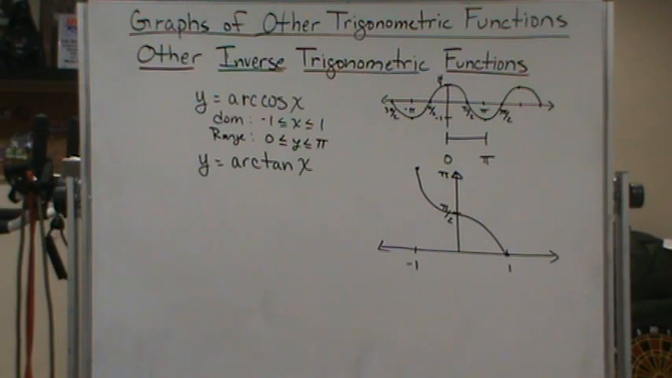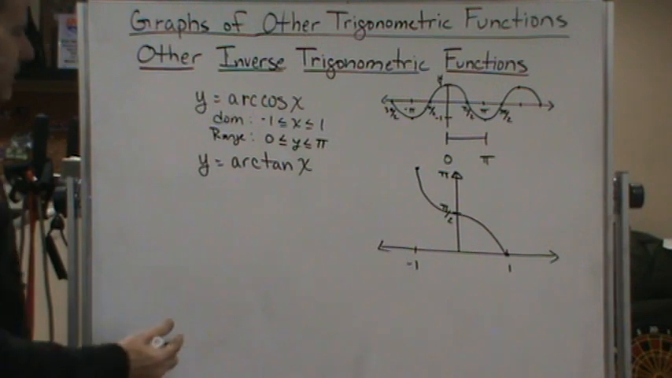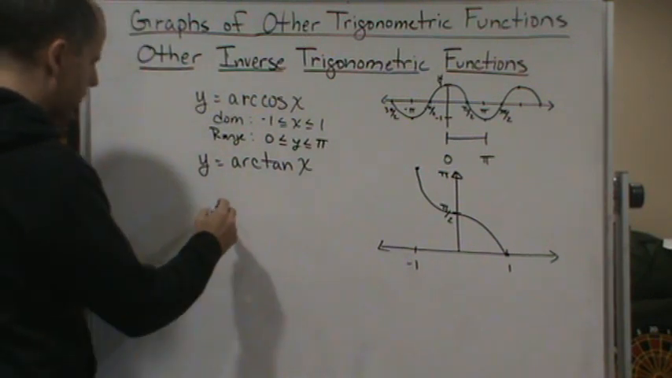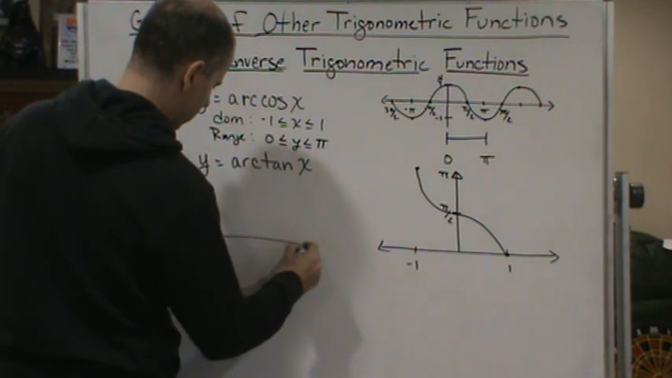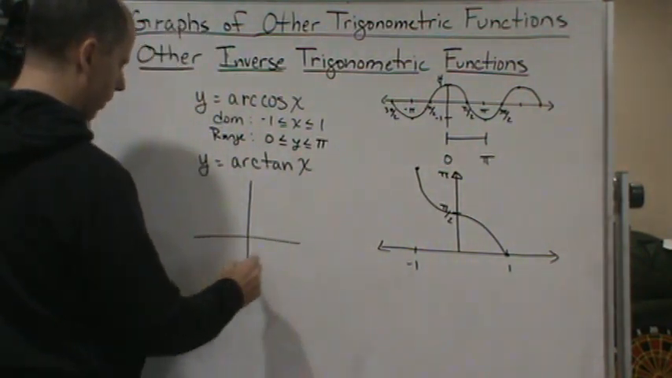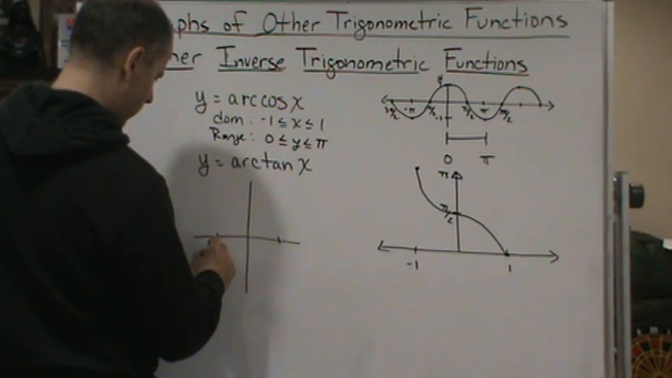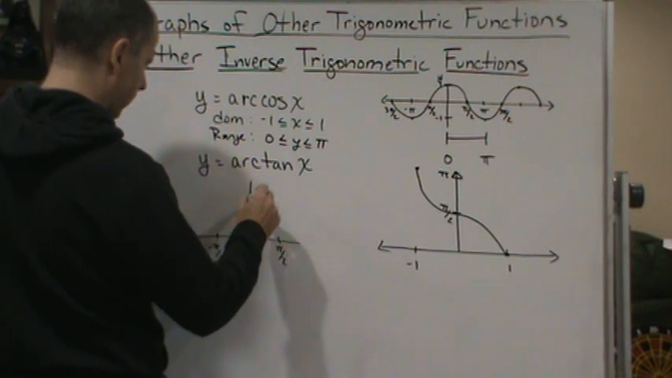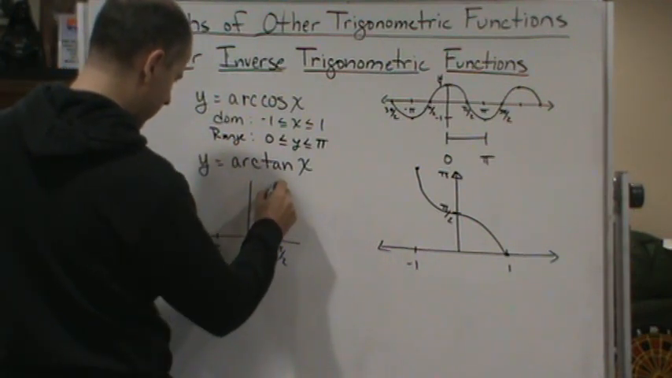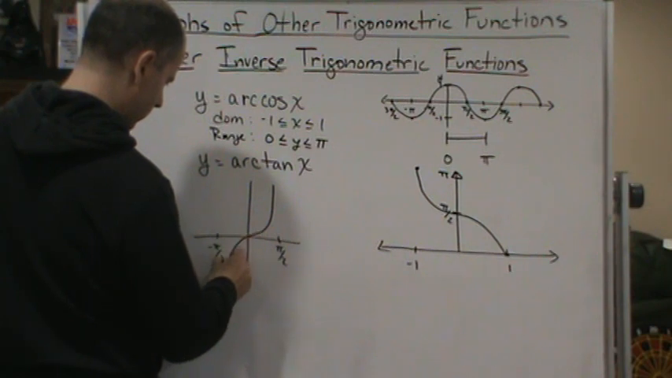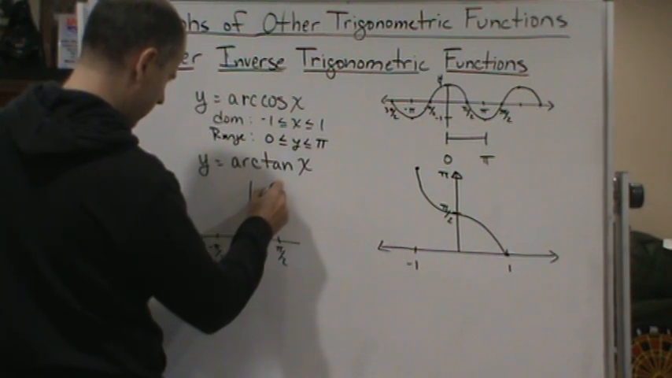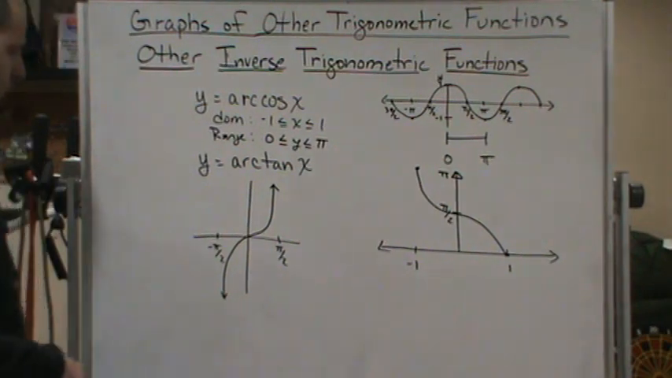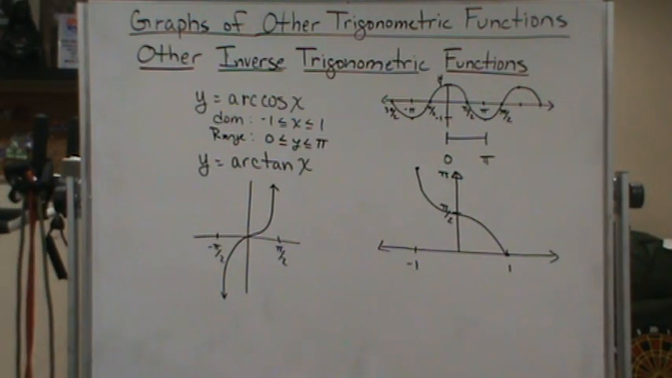Okay, now what about arctangent? Okay, arctangent, now remember, how does tangent look? Okay, tangent looks like this. Right, so tangent goes from -pi over 2 to pi over 2, and it looks like this, right? So it looks like that, right? So the domain is negative pi over 2 to pi over 2, and the range is all real numbers.